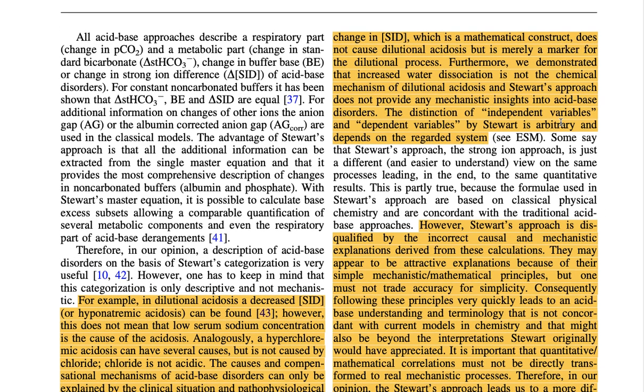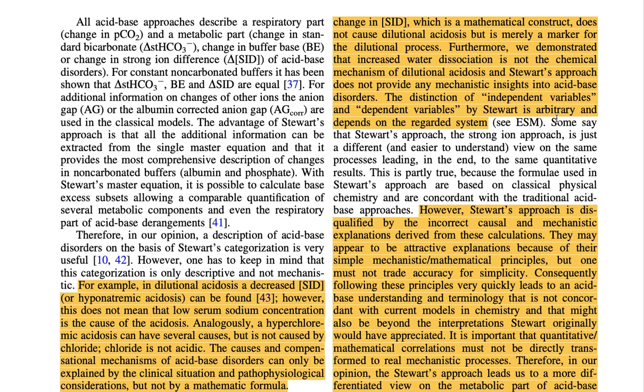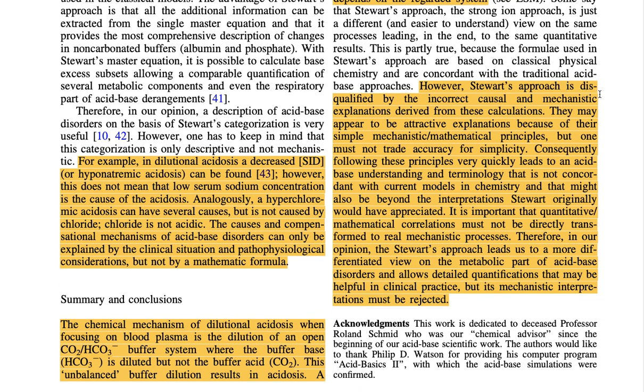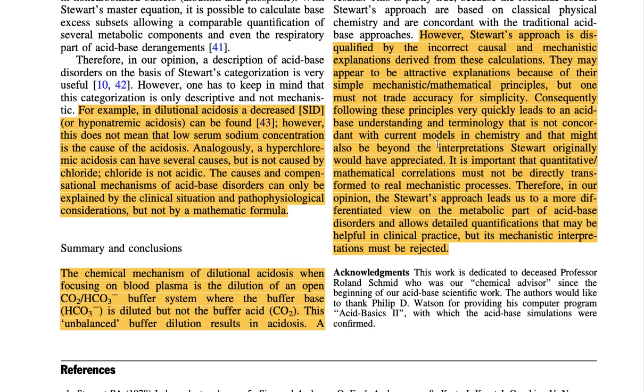The distinction of independent variables and dependent variables by Stewart is arbitrary and depends on the actual regarded system. However, Stewart's approach is disqualified by the incorrect causal and mechanistic explanations derived from these calculations. They disqualified the Stewart approach in these experiments. They may appear to be attractive explanations because of their simple mechanistic mathematical principles, but one must not trade accuracy for simplicity. Consequently, following these principles very quickly leads to an acid-base understanding and terminology that is not concordant with current models in chemistry, and that might also be beyond the interpretation Stewart originally would have appreciated.